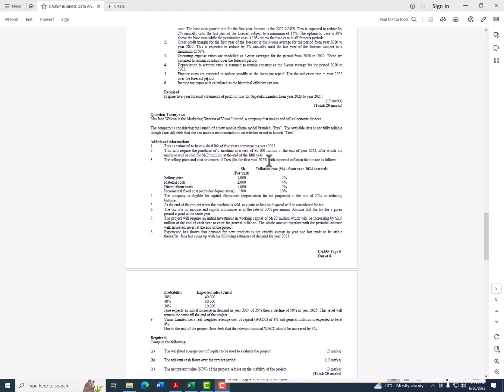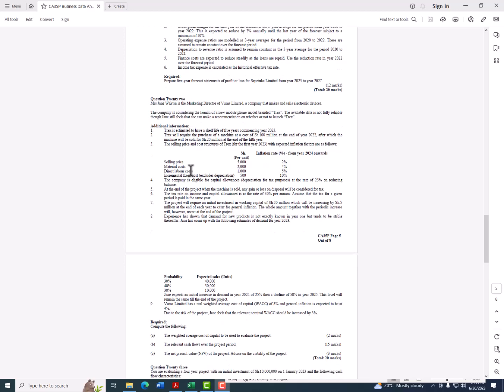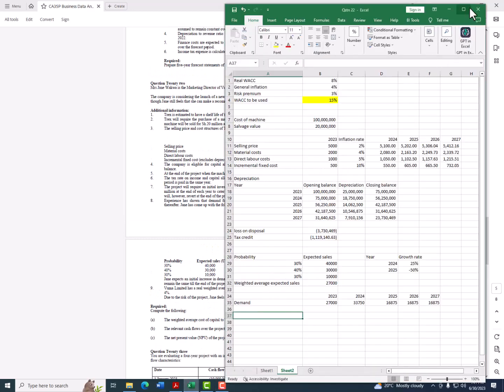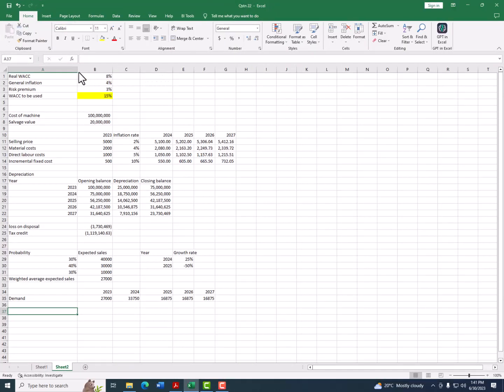Hello and welcome back. We were on deck 2022, question 22, and we had done, let me pull up the Excel. We had calculated part A, the WACC to be used. We had represented the additional information in numerical form in our Excel for the sake of calculating our cash flows for the years 2023 to 2027. And lastly, we found the demand for the years.